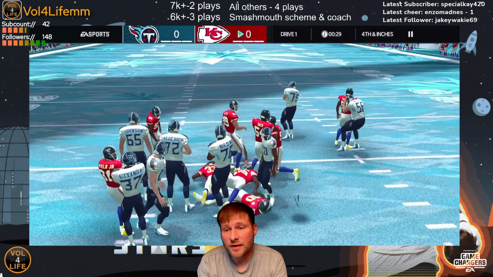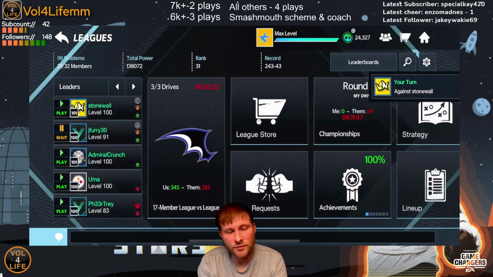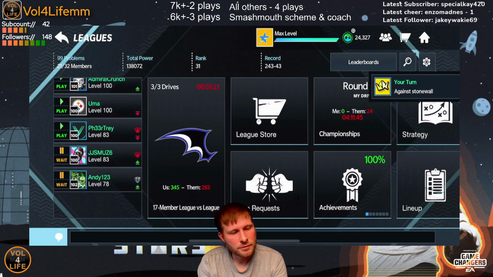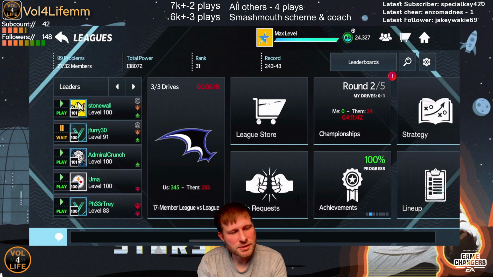Yeah, slide option for halfbacks would be fine. I think that's a reasonable fix for that also. Let's see. Stone just played up.